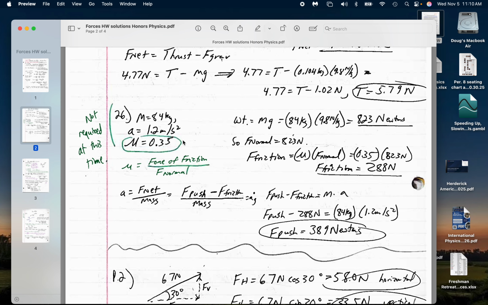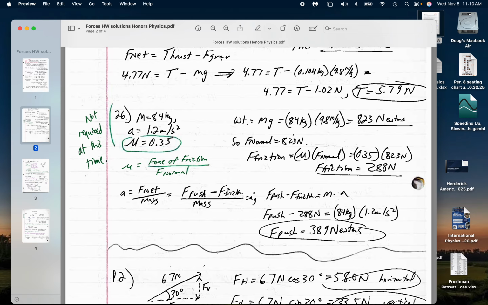You were given that the object had 84 kilograms, accelerating at right at 1.2 meters per second squared, coefficient of friction was given, and the question is how much force am I pushing with? The first thing I'm going to do is figure out the weight, 823 newtons, that's m times g. So the normal force is 823 newtons. Coefficient of friction times the normal force is equal to the frictional force. So that's 0.35 times 823. That's 288 newtons. Now, if I go back to this, acceleration is net force over mass.